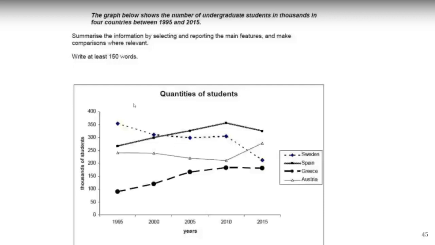According to the picture below, we can say in 4 years the number of students were different. No, this is not a good overview here. You forgot the key features. Okay, you should only use past simple here because it's about the past, 1995 and 2015.